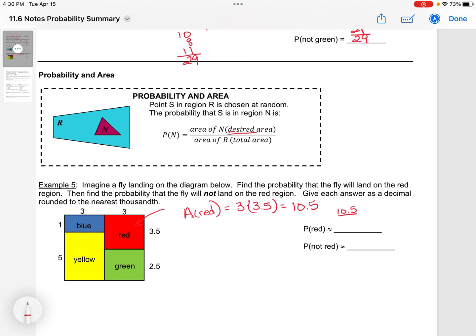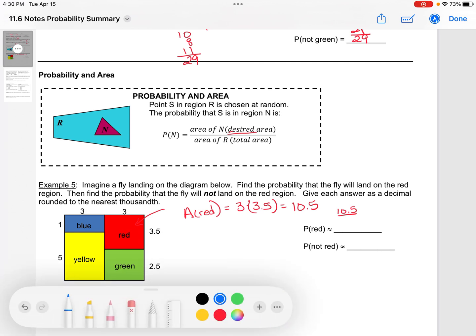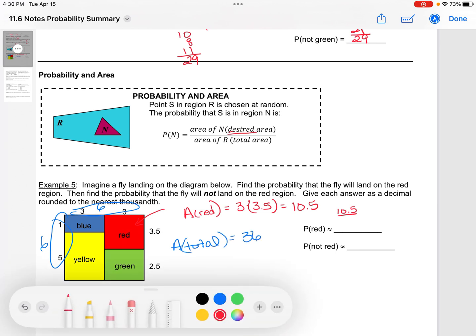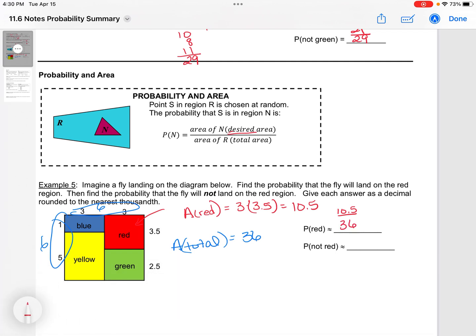The denominator is going to be, we could just add up the sides. So this is going to be 6. This is 6. So it's a square. It's a 6 by 6 square. So the area of the whole thing is going to be 36. So the probability of red is 10.5 over 36. I don't love decimals in there, but we're just going to leave it like that.